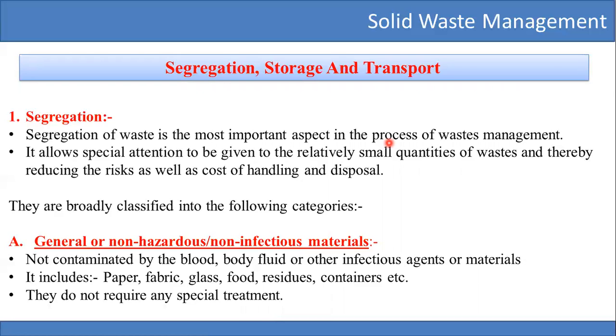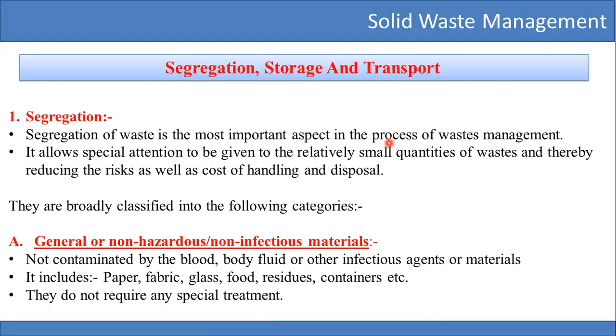For the purpose of segregation, the biomedical waste can be broadly classified into categories. The first category is general or non-hazardous, or we can say non-infectious material. This material should not be contaminated by blood, body fluid, or other infectious agents or materials. This includes paper, fabric, glass, food residues, containers, etc., and they do not require any special treatment like the other infectious material.